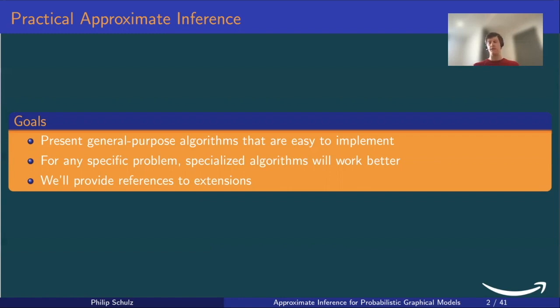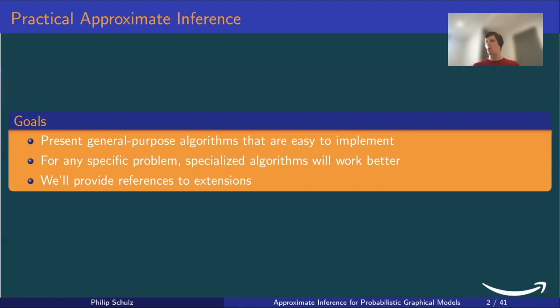And again, even for nonlinear, non-conjugate models, people have come up with all kinds of intricate specialized algorithms. That's not our goal here. What I really want to present is two general purpose algorithms that you can just apply out of the box and that will just work for most problems. But bear in mind that there may be a better solution around for any particular problem that you have.